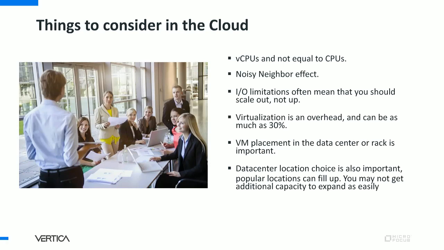So, things to consider before you move a Vertica deployment to the cloud. One thing to keep in mind is that virtual CPUs, or vCPUs, in the cloud are not the same as the usual CPUs that you've been familiar with in your data center. A vCPU is half of a CPU because of hyper-threading. There is definitely the noisy neighbor effect. Depending on what other things are hosted in the cloud environment, you may occasionally see performance issues. There are I/O limitations on the instances that you provision. What that really means is you can't always scale up. You might have to scale out. Basically, you have to have more instances rather than getting bigger or the right-sized instances.